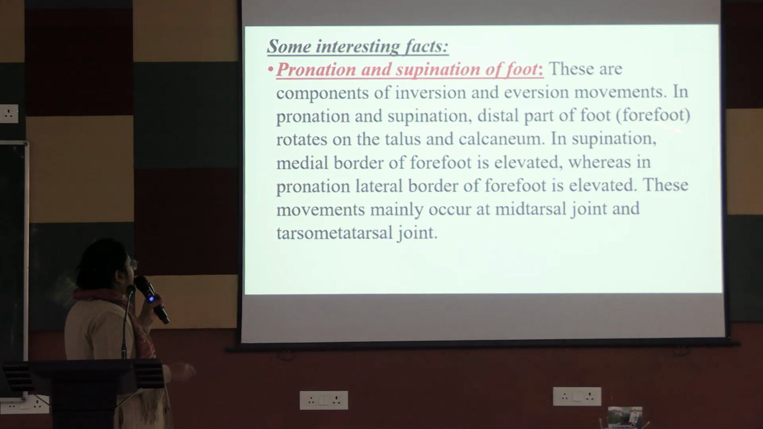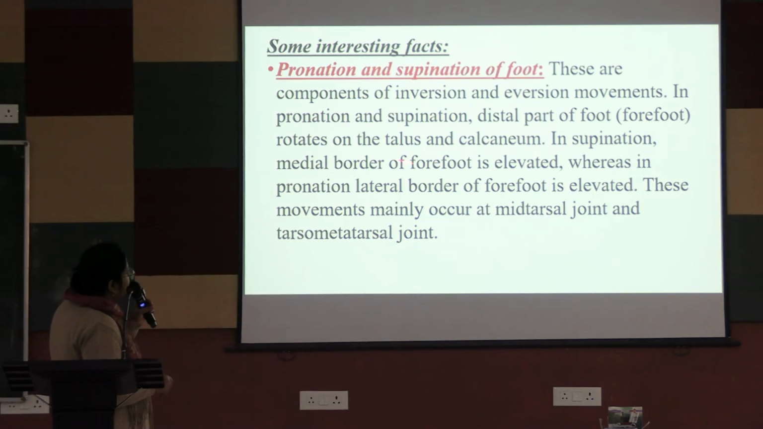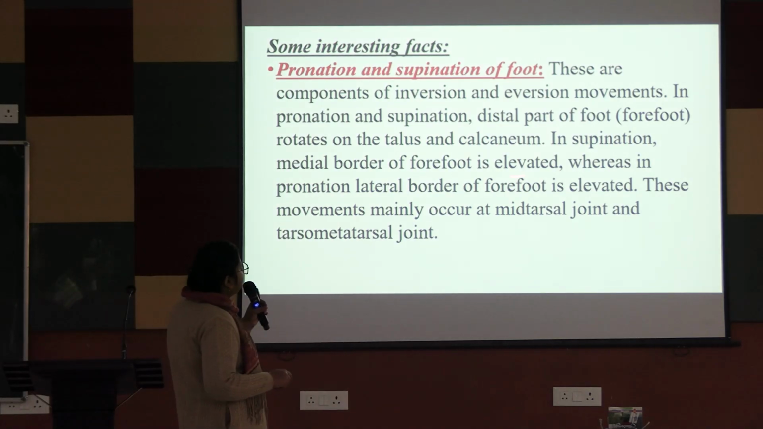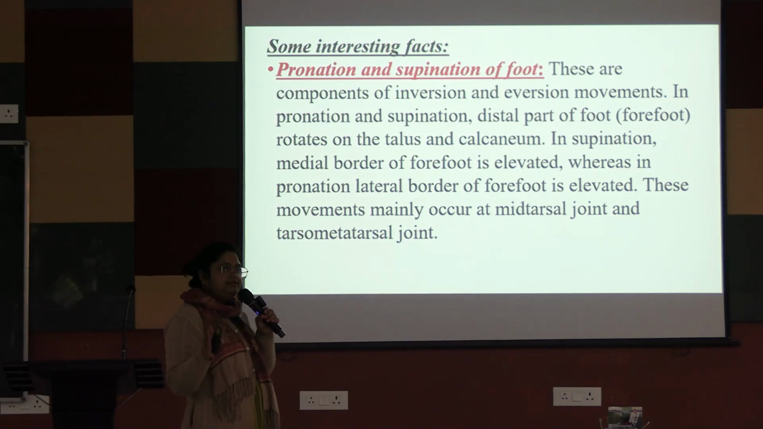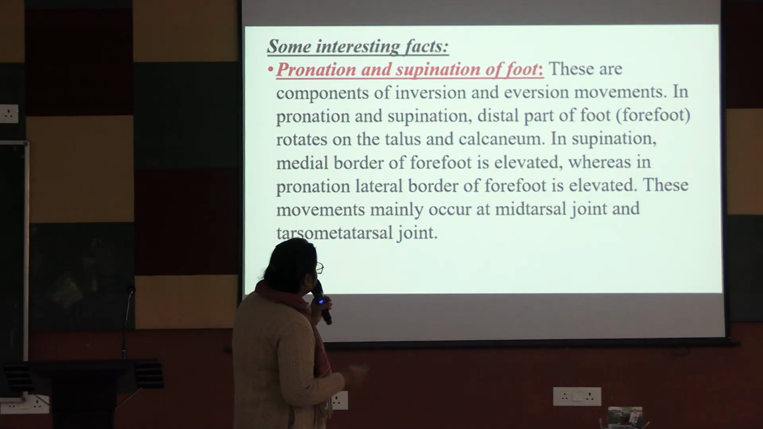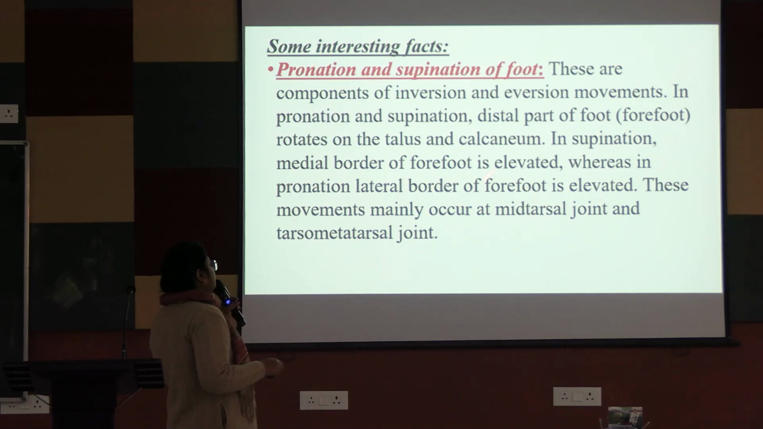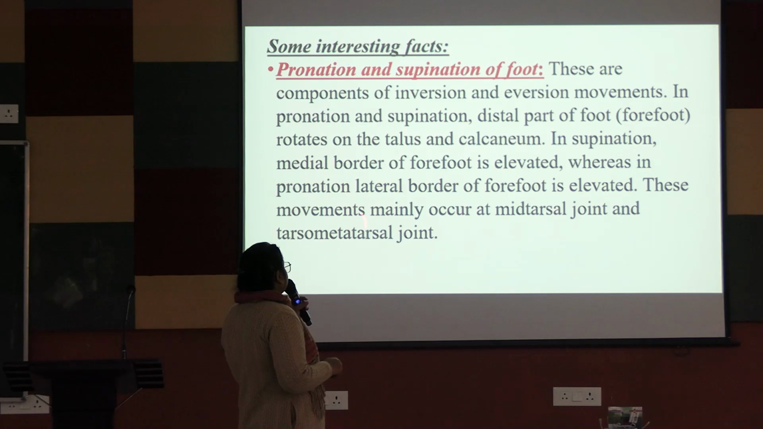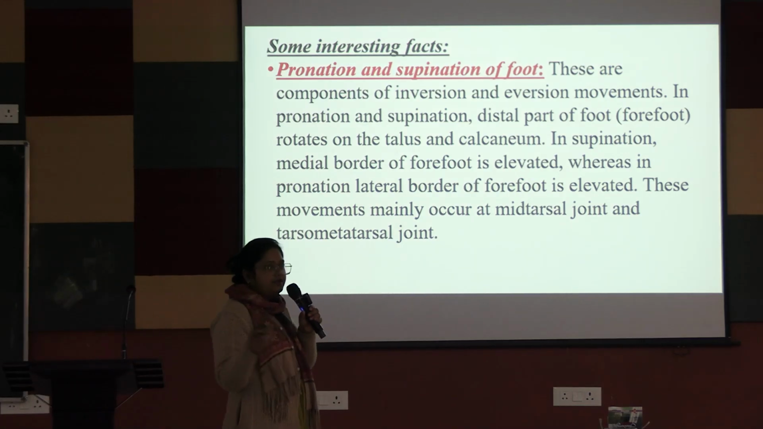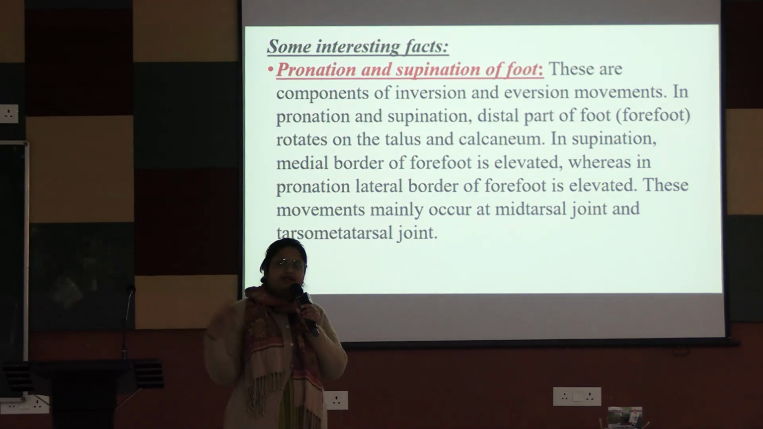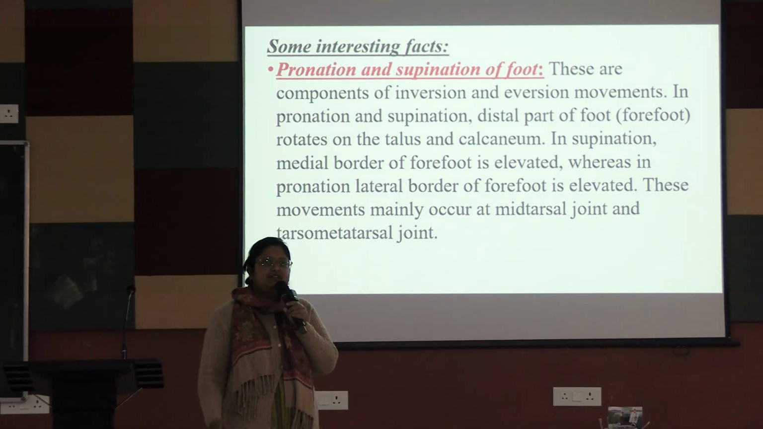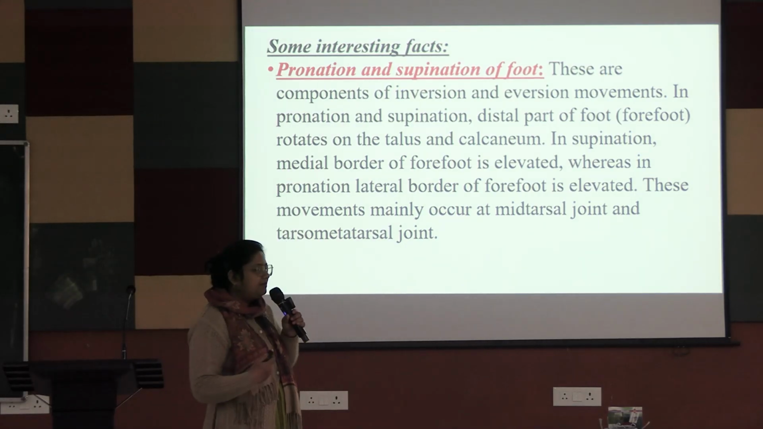So the distal part of the foot, that is the forefoot, rotates on the talus and calcaneum, and in supination the medial border of the forefoot is elevated. Medial border elevated, that means like inversion, in supination. Whereas in pronation, the lateral border of the forefoot is elevated, and this movement mainly occurs at the mid-tarsal joint and tarso-metatarsal joint. So joints involved are also different. There it was the subtalar joint, talocalcaneonavicular joint. Here the joints involved are the mid-tarsal and tarso-metatarsal joints. Understood? So you remember this.